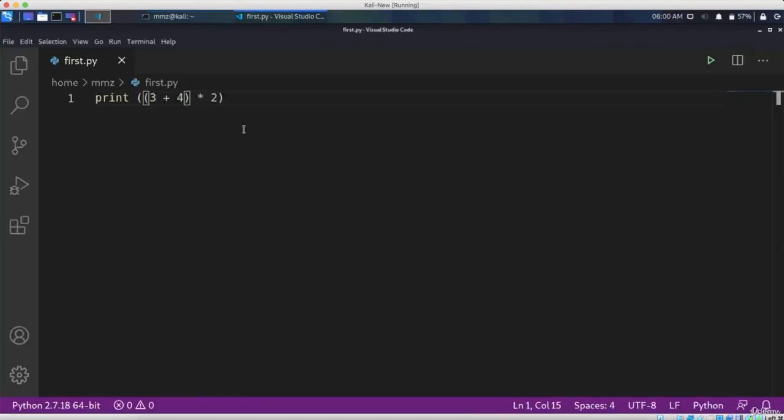Okay, so real quick, the brackets have the highest priority or precedence. Then we have the exponential. Then we have the multiplication and division. Then finally we have the addition and subtraction.